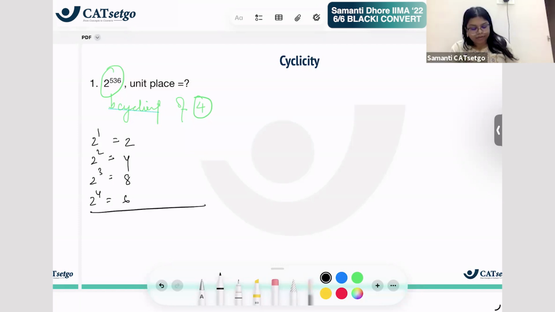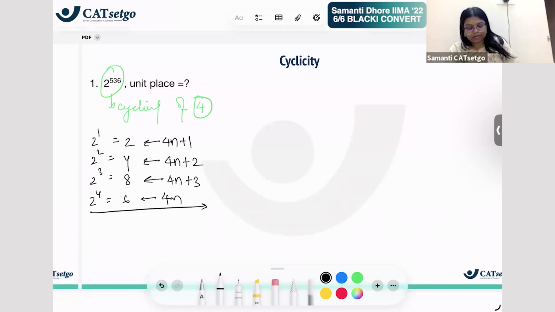Now I know for every multiple of 4, 4n, it is going to be 6 only. For 4n, a multiple of 4, 2 raised to 8, 12, 16, the unit place is always going to be 6. Then if it is 4n plus 1, it will be 2, 4n plus 2 is equal to 4, and if the power is 4n plus 3, then it will be 8.